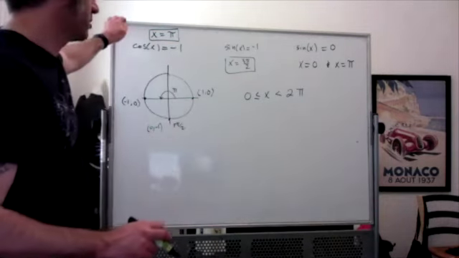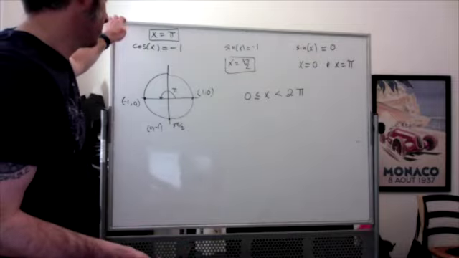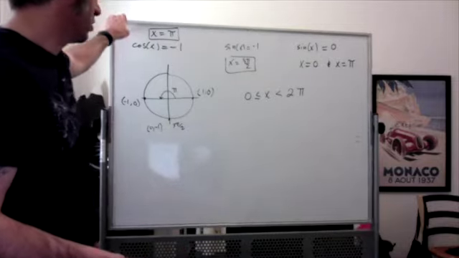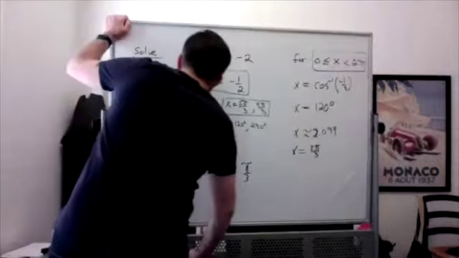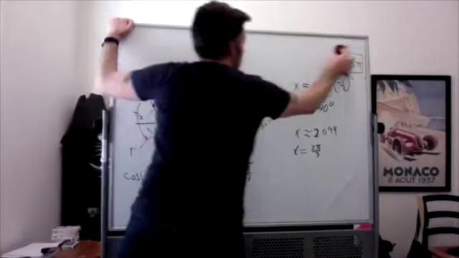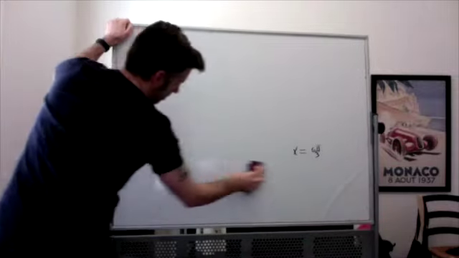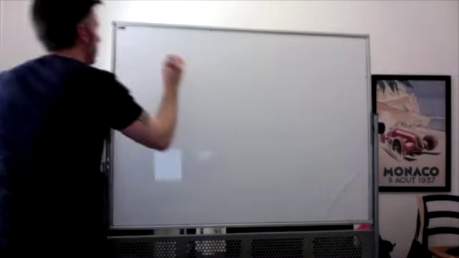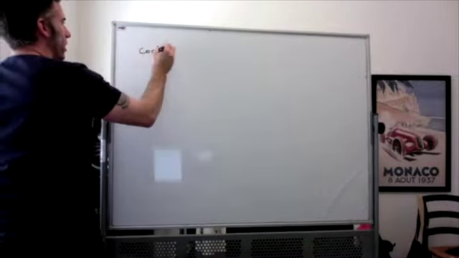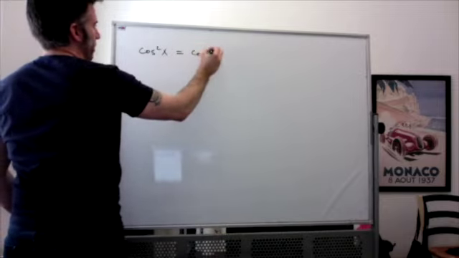Let's look at solving some more complicated equations. Sure, let's do this. I want to solve cosine squared x equal to cosine of x.